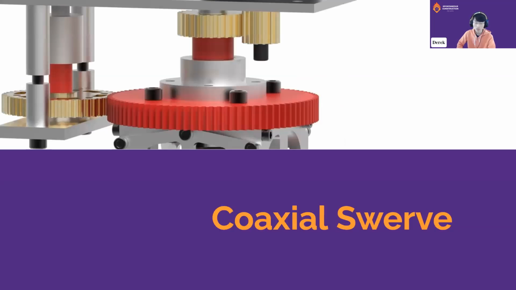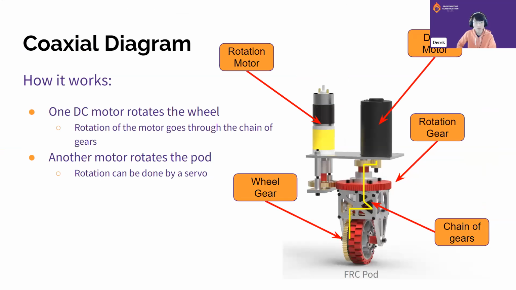Starting off with coaxial Swerve. How does it work? Well, one DC motor rotates the wheel. The rotation of the motor goes through a chain of gears that ends up going to the wheel gear. And another motor rotates the pod. This motor doesn't necessarily have to be a DC motor and can actually be done by a servo.